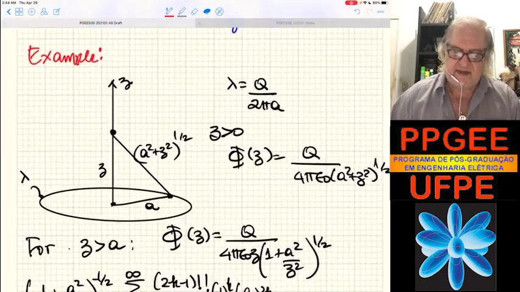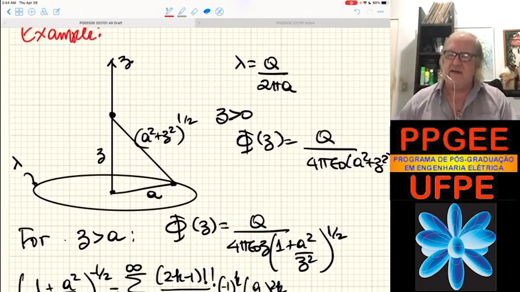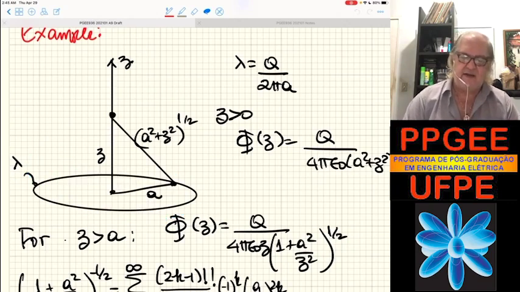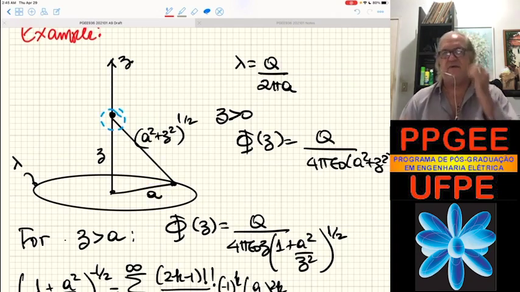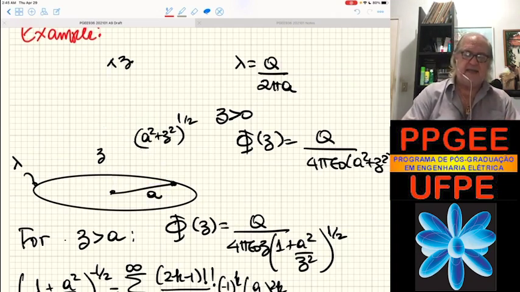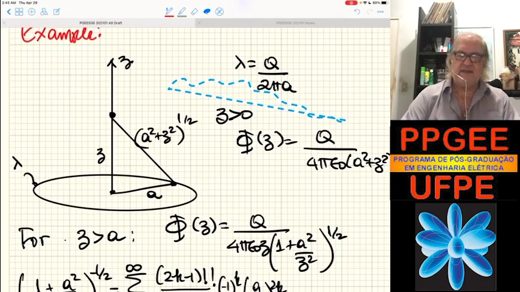I'm going to give you some examples that we didn't solve before. We solved for the ring of charge, a circular charge line with a constant charge density, radius a. We solved the problem on the z-axis before, right? We never solved the problem outside the z-axis, in this region here. No, only on the z-axis.